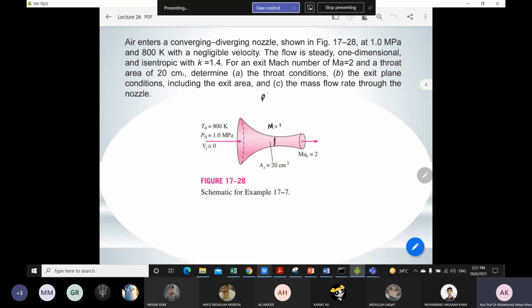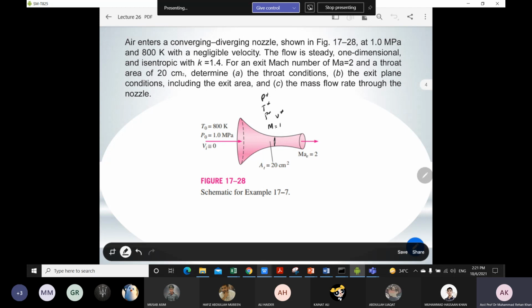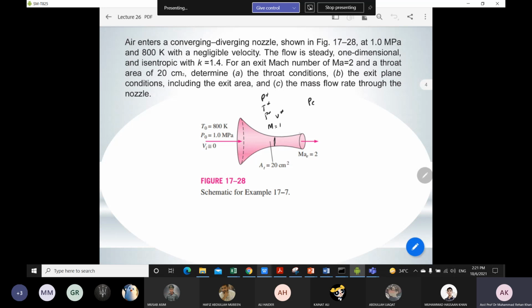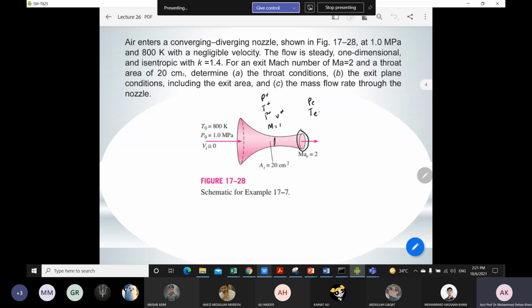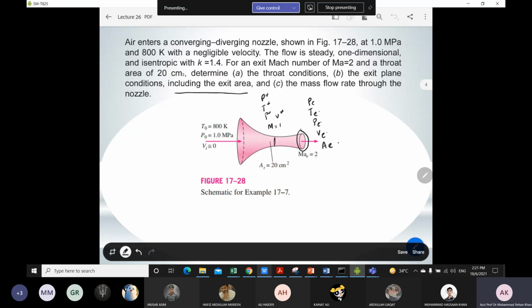So throat condition means we have to find P star, T star, rho star, and velocity star at the throat area where the Mach number is 1. And now exit plane condition means we have to find the properties related to the exit point. So P exit, temperature exit, density exit, and velocity exit. And also it is clearly mentioned that you have to find the exit area as well. So area exit as well you have to find.